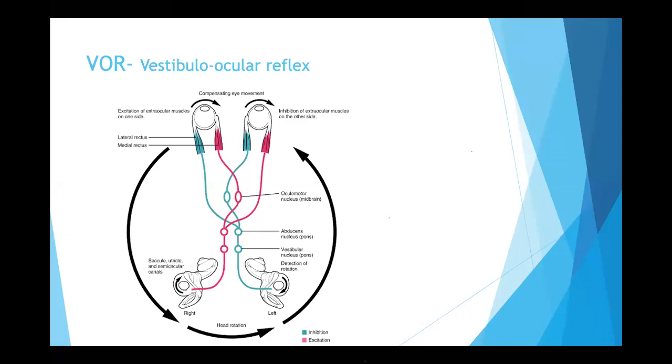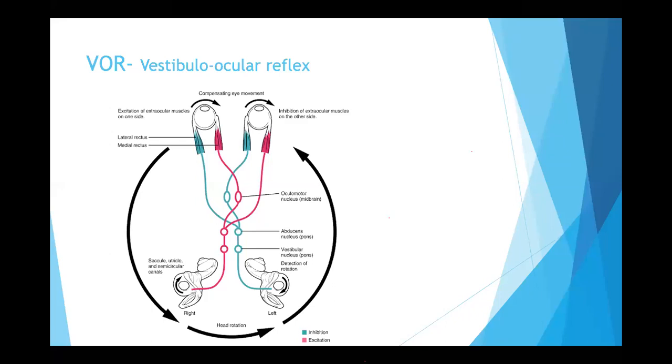So what happens here? What is a vestibulo-ocular reflex? The bigger arrow is your head rotation. Okay. The bigger arrow is your head rotation. The head is rotating towards your right side. Okay. Then what happens is your eye is moving towards your left side. That is your vestibulo-ocular reflex.